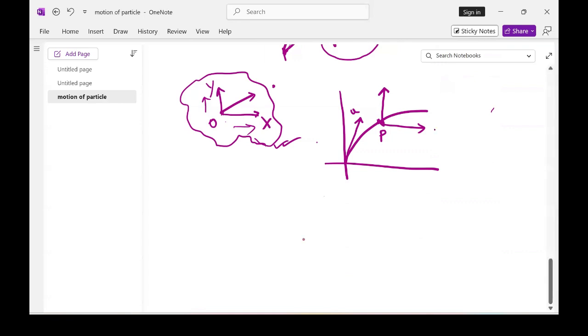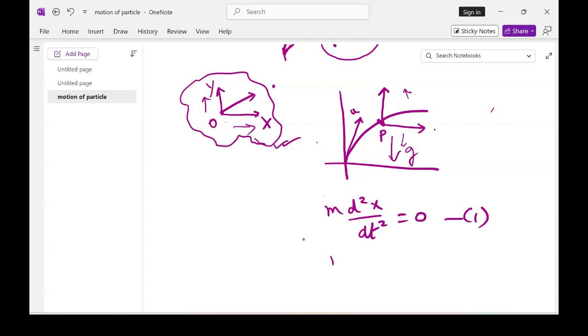So we can easily say m d2x dt2, where m is the mass of the particle, equals 0. And one force is acting in the vertical direction, only one force. And what is that force? Perpendicular downside, mg. That means y is increasing on the upper side and g is just the opposite direction. So what should we get? m d2y dt2 goes to minus mg. So this is your set of equations.